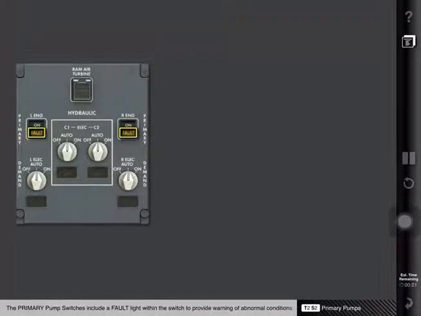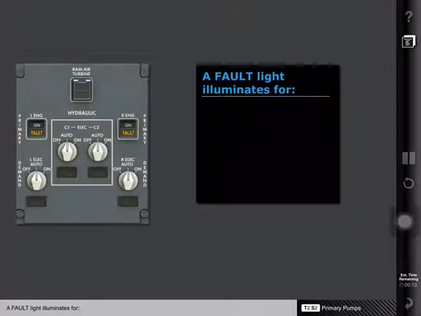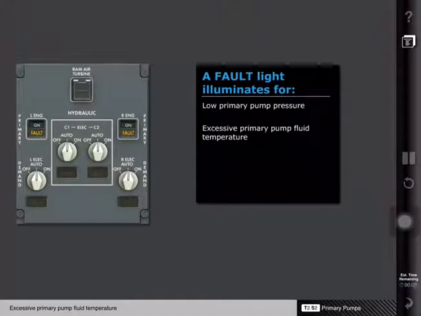The primary pump switches include a fault light within the switch to provide warning of abnormal conditions. A fault light illuminates for low primary pump pressure, excessive primary pump fluid temperature, or the pump is selected off.